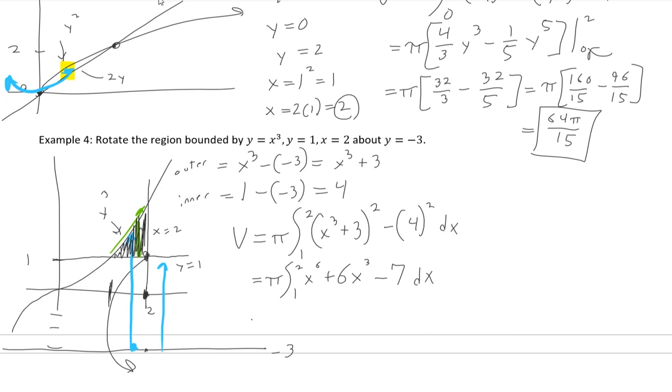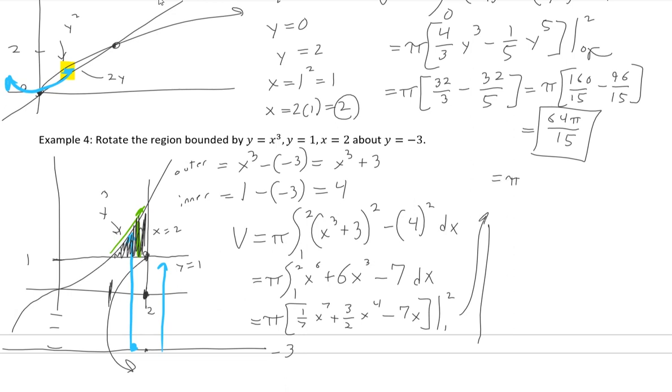Then we can integrate on that to give me another 1 over 7 x to the 7th. We had that before. Plus that'll be 6 over 4, so 3 halves, x to the 4, minus 7x from 1 to 2. In this case, we're not as lucky as before because we don't have 0, so we do need to plug in these numbers.